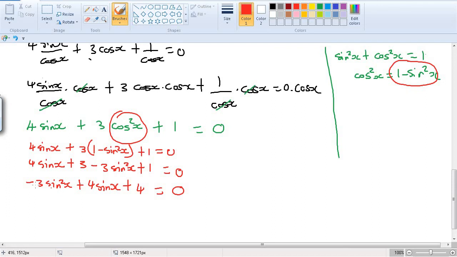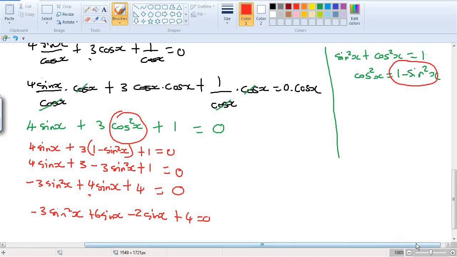It's now just a quadratic equation, so we're looking for two numbers so that when multiplied we get minus 12, and when added we get 4. And those two numbers are plus 6 sin x minus 2 sin x. 6 times minus 2 you get minus 12, plus 6 minus 2 you get 4, plus 4 equal to 0.